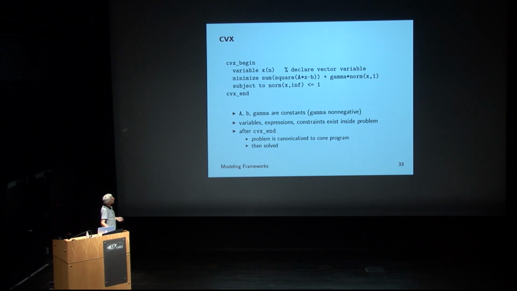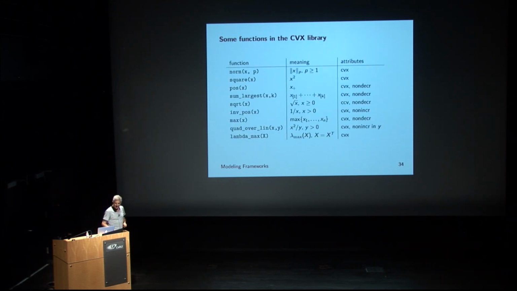Okay. So what happens is, when this is being processed and it gets here, the problem is canonicalized and then solved, right? And if it was feasible, this variable x, which is an object in this scope, is actually overwritten with a numerical x. So it's MATLAB-ish, right, in style. Okay. And here would be some of the functions in that library.